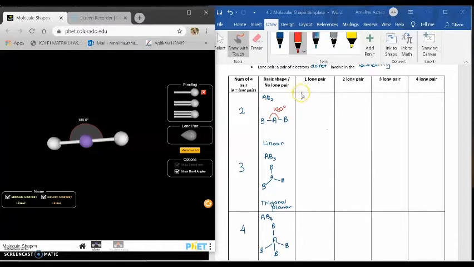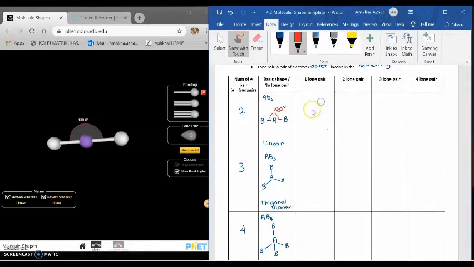Okay, so what if we look at the next example, which is trigonal planar. So for this case, for two electron pairs, there are no lone pairs involved. So this you can just cross out.